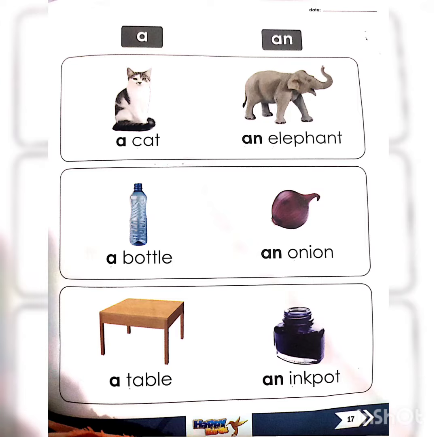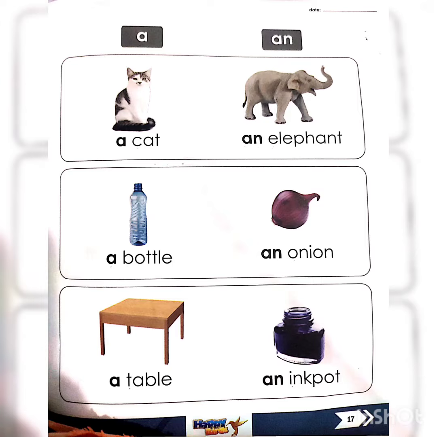The topic is use of a, or, and, an. Yes, a is used before a noun that starts with a consonant sound. For example, s, t, v. An is used before a noun that starts with a vowel sound.